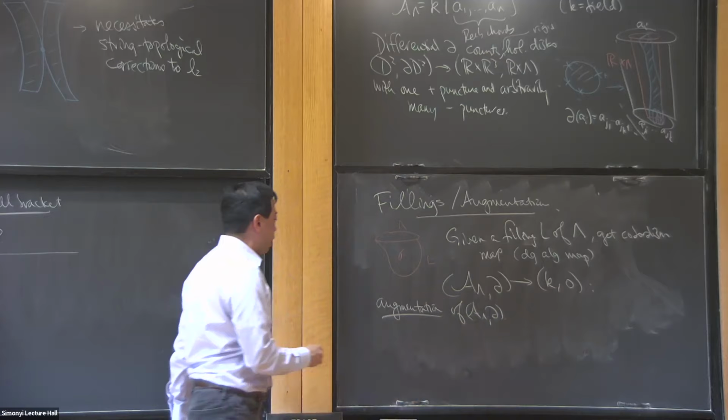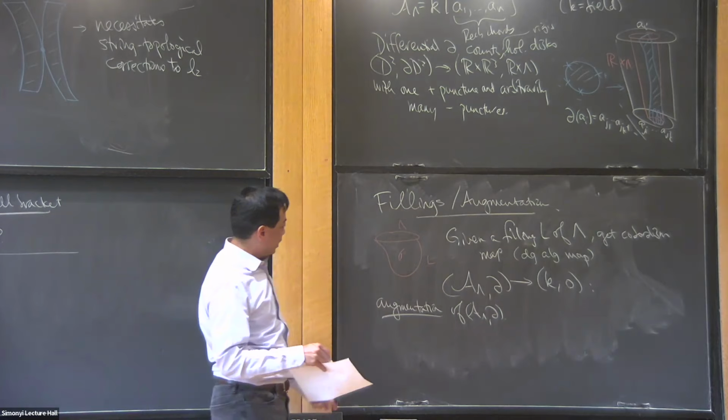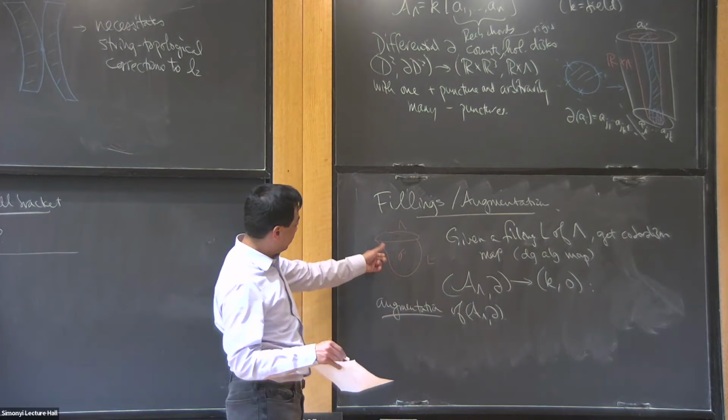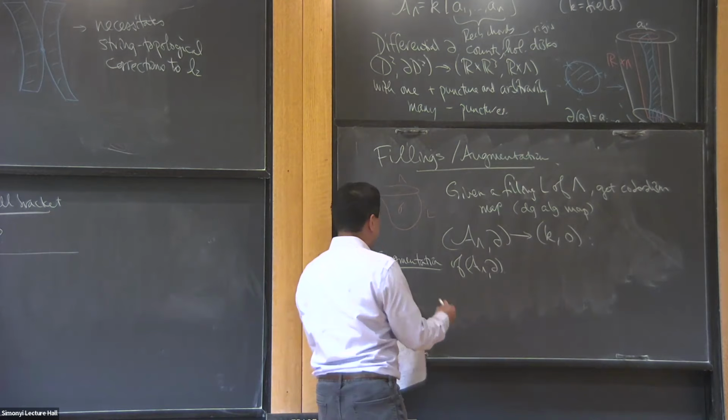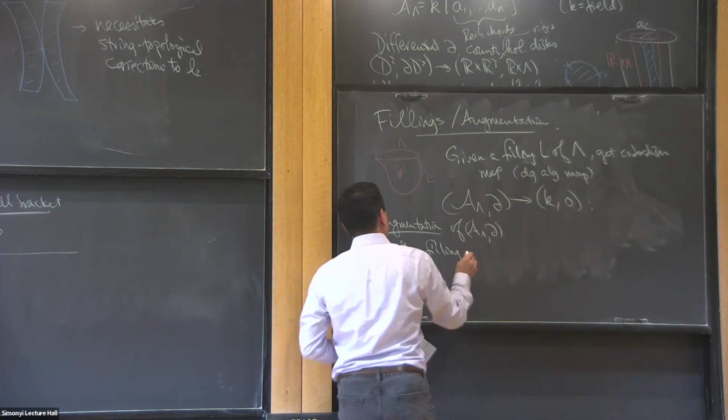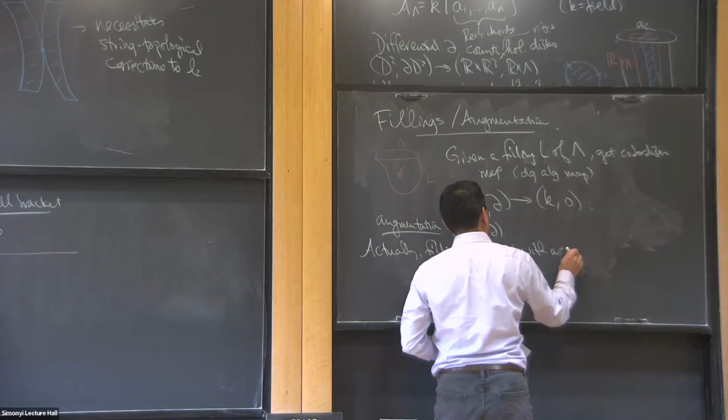But you can do a little bit better than this in this particular case, which is that it actually gives an entire family of cobordism maps if you keep track of homology classes a little bit more carefully. So the more precise statement is that a filling equips L with a rank one local system.